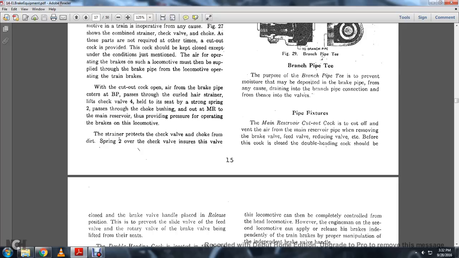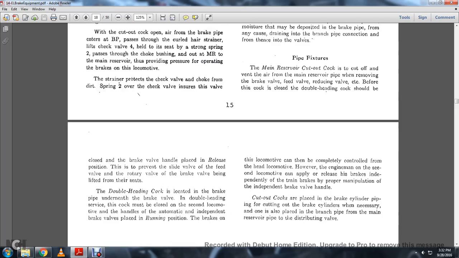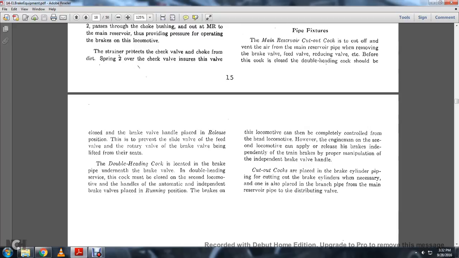Before the cock is closed, the double heading cock should be closed, and the brake valve handle placed in release position to prevent the rotary valve of the brake valve from being lifted from its seat. The double heading cock is located underneath the brake valve and, depending on the heading of the locomotive, must be closed on the second locomotive. The handles of the automatic and independent brake valves are placed in the running position.